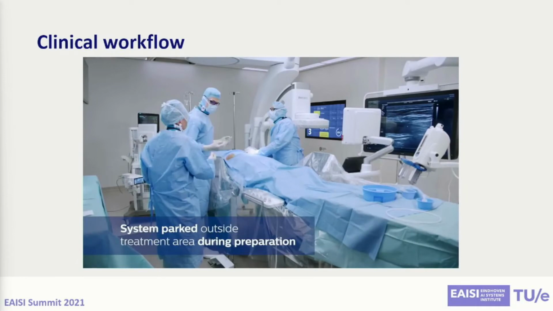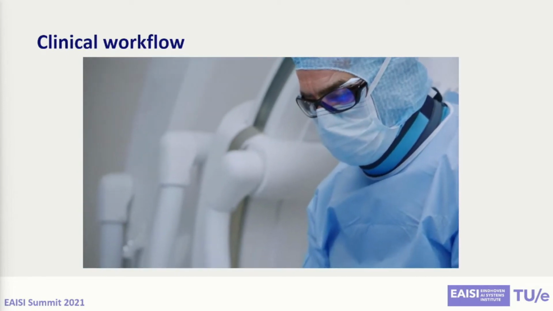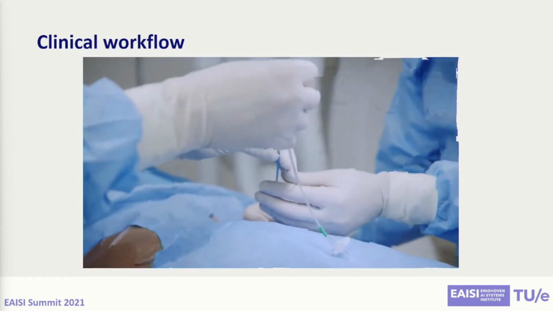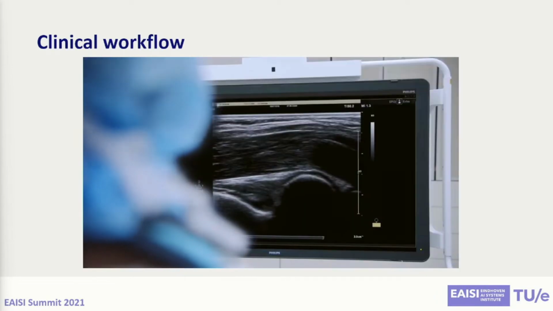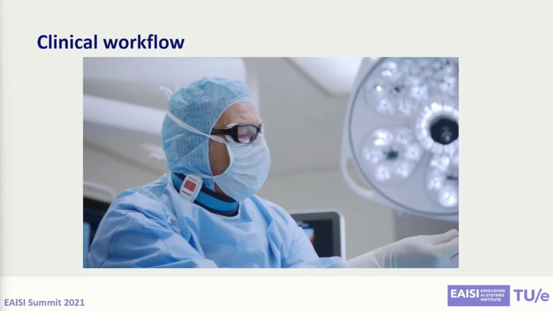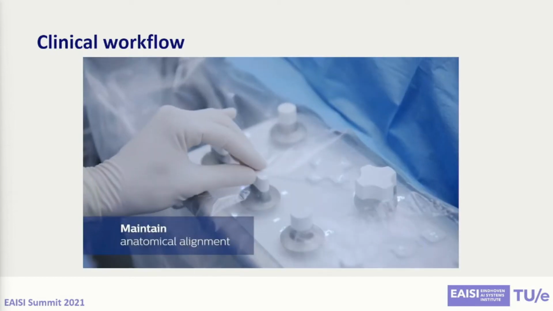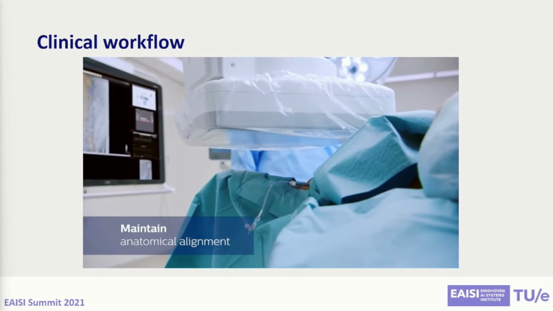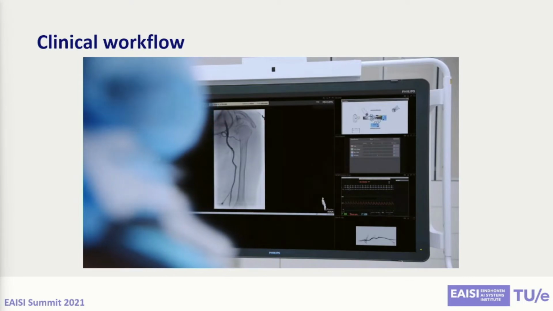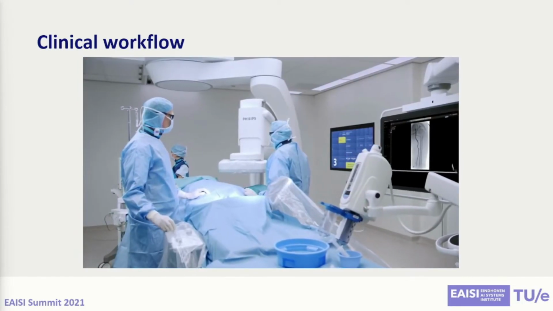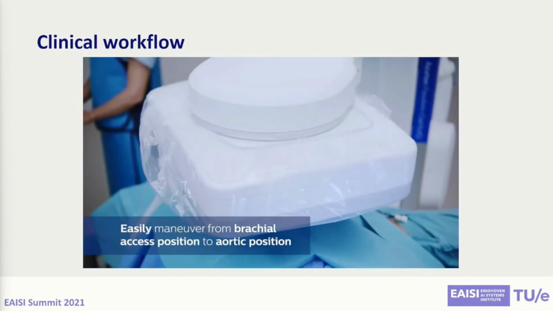So let us have a look at actually how the procedure looks like. So now in the video you see from the robotics perspective that the robot is completely outside while the doctor is preparing the patient. So the doctor is really preparing the patient for the procedure, and the robot is totally outside his working space. Then he will do a puncture in your arm, he will put a needle, and then he will bring the robot in. So now the robot starts actually interacting with the physician. He will create a roadmap such that he can arrive from your arm to your heart and then perform actually the placement of the stent.